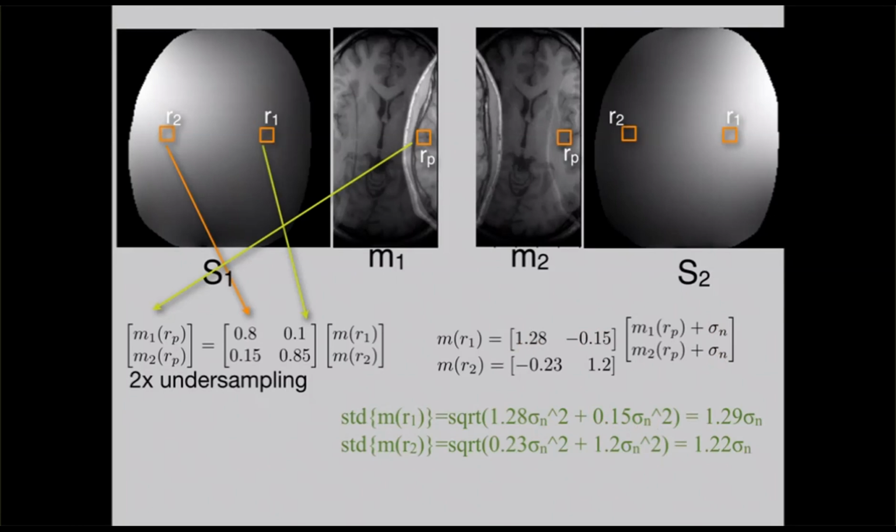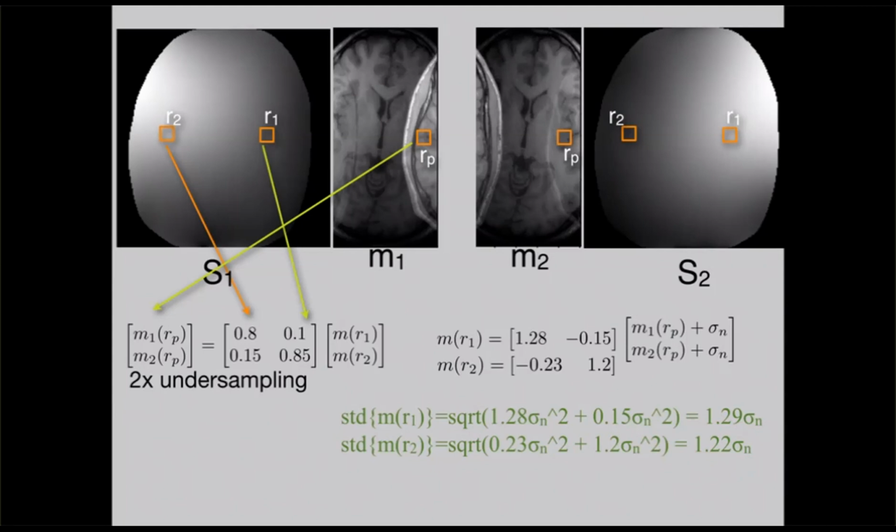And effectively, what I'm going to get is this. Okay. So I'm going to get 1.29, like the standard deviation is going to be 1.29 sigma n. And then for the second case is going to be 1.22 sigma n. Just by calculating what would be the standard deviation. Okay. So now I know actually what is the noise standard deviation of the output.